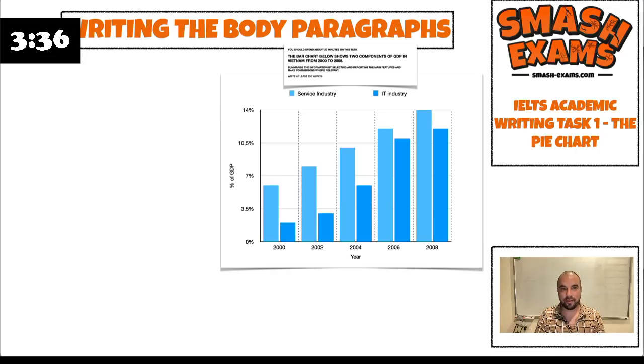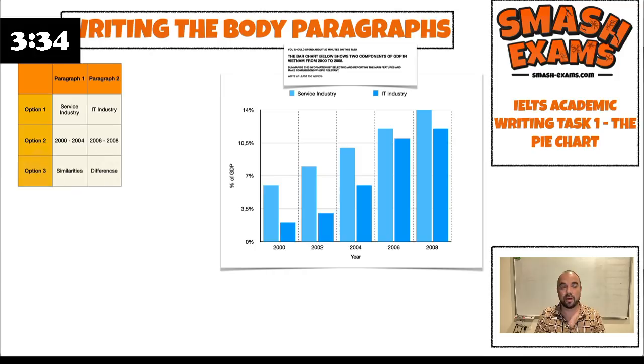You'll need 2 body paragraphs, and each of them need to be separate. So first you need to divide the graph into 2 parts, and you can do this in many ways. One way you can do paragraph 1, the service industry, paragraph 2, the IT industry. You could do the first paragraph 2000 to 2004, and the second paragraph 2006 to 2008. You could also make them with what's similar and what's different between the 2 components. For this video, we're going to look at option 1, and we're going to start off with the service industry.